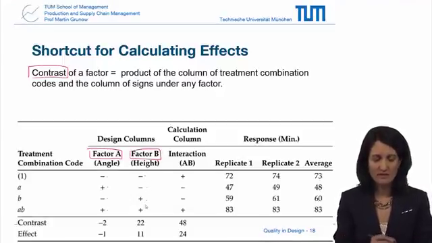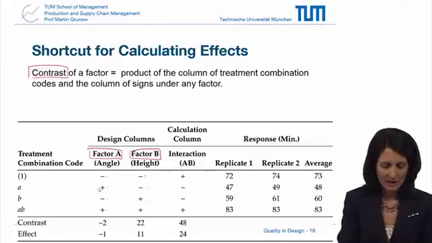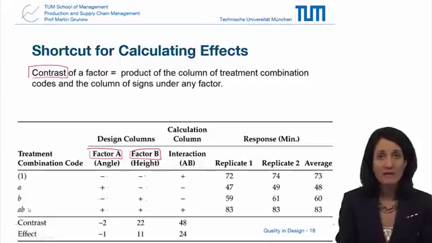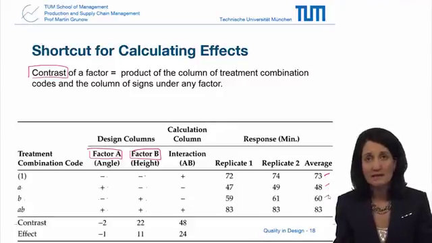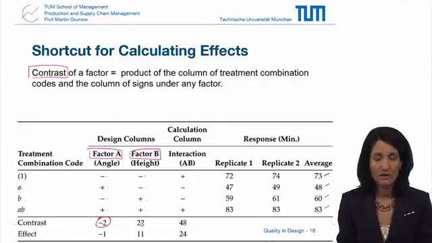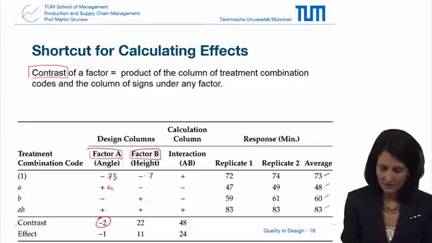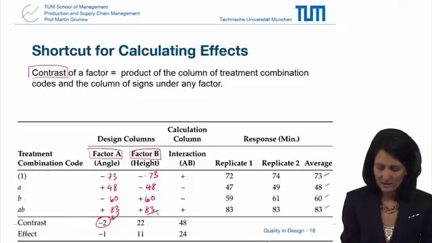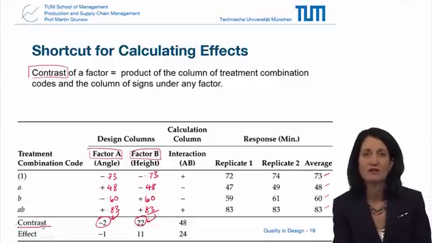So the contrast of factor A is going to be minus treatment combination code (1), plus a, minus b, plus ab. So we get minus 73 plus 48 minus 60 plus 83, which gives us the value of negative 2. And likewise for factor B, we would say minus 73 minus 48 plus 60 plus 83 gives us 22. These are called the contrasts of the factors.